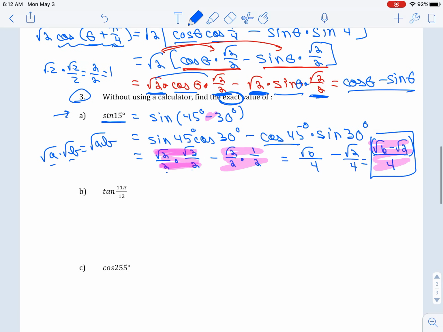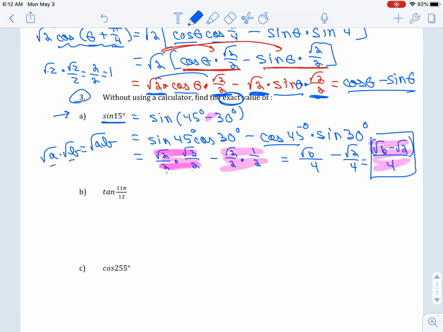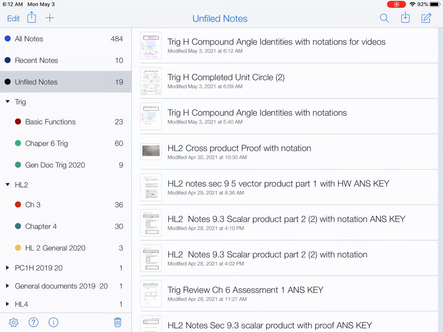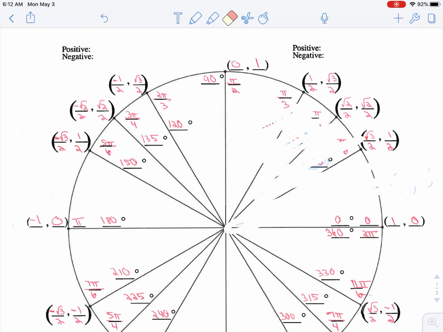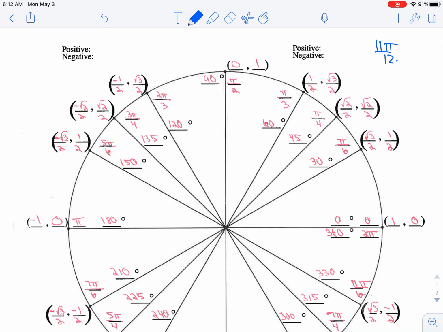Okay, the next one is the tangent of 11 pi over 12. Again, the trick is to go back to our unit circle and try to find the angles that will work for that. Until you get used to it, I think the easiest way to do it is to think about changing all these angles into twelfths. If we think about 11 pi over 12, that's 11 twelfths, which is less than 1. So that means it's less than half a rotation. In fact, it's really close to half a rotation. It's going to be somewhere over here.